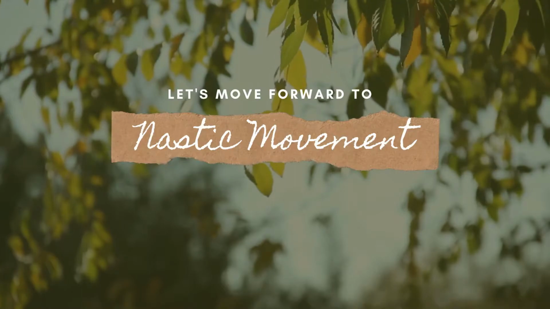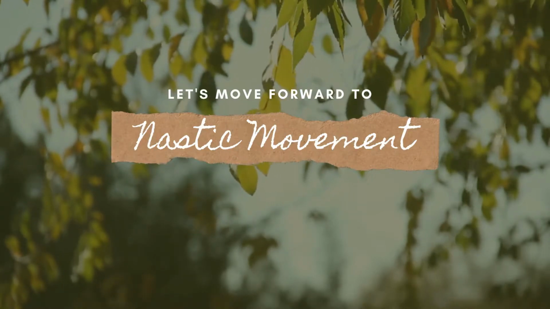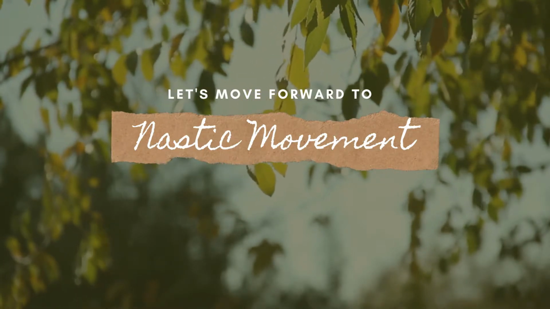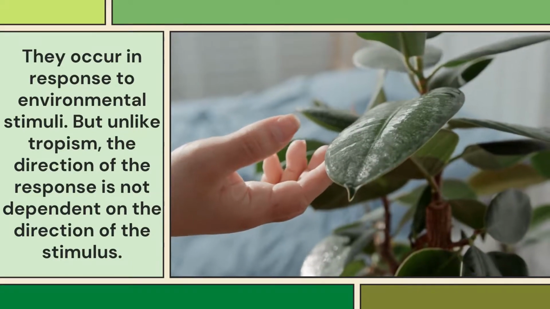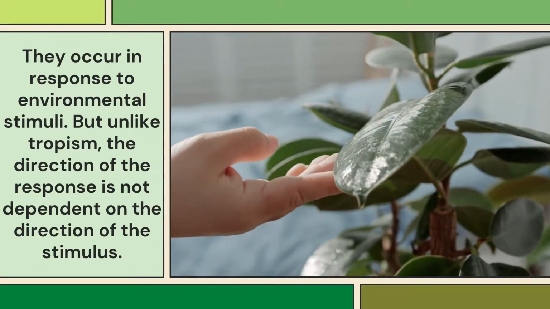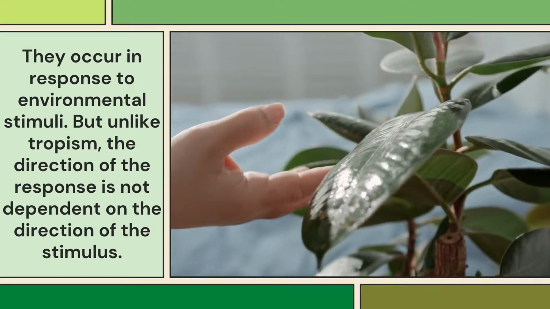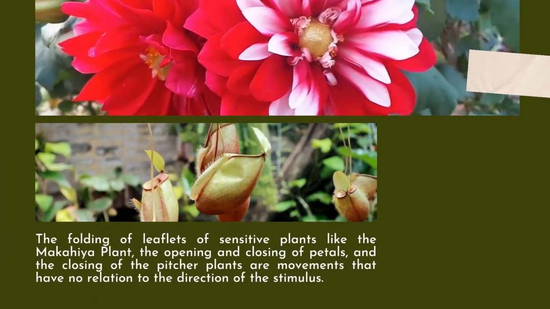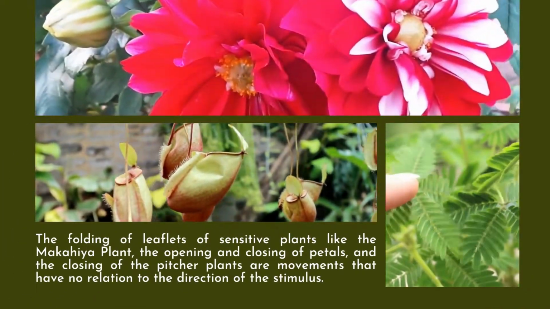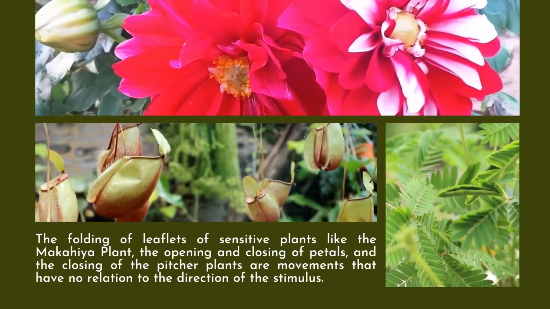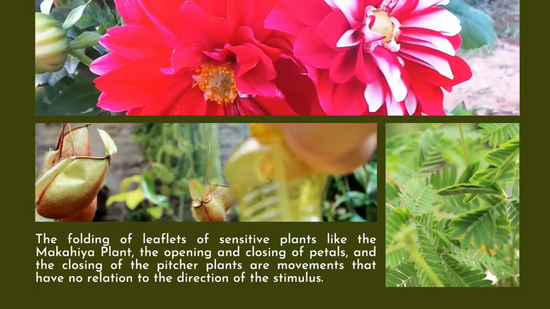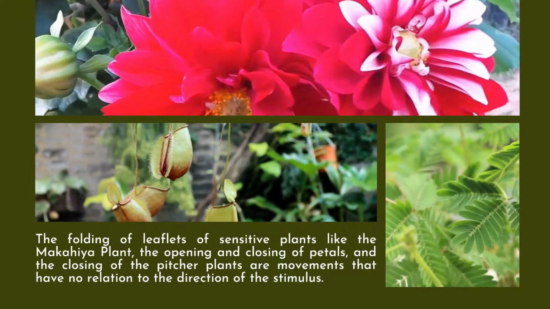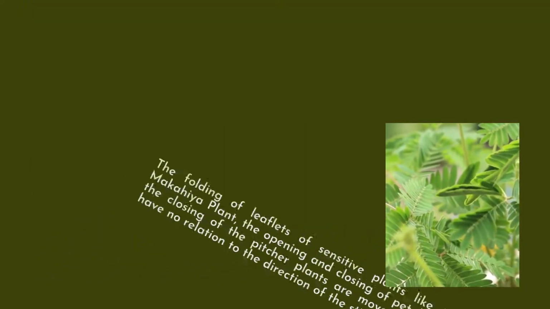After diving into the various types of trophism, we shall now move to the next type of plant movement, which is called nastic movement. They occur in response to environmental stimuli, but unlike trophism, the direction of the response is not dependent on the direction of the stimulus. The folding of leaflets of sensitive plants like the makahiya plant, the opening and closing of petals in flowers, and the closing of pitcher plants are movements that have no relation to the direction of the stimulus.